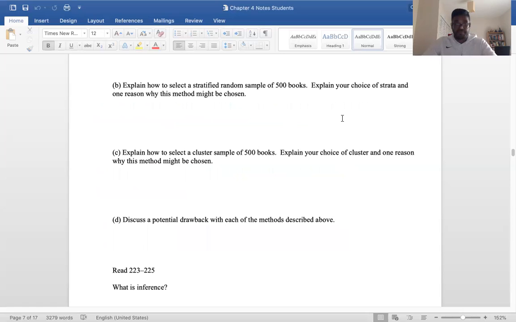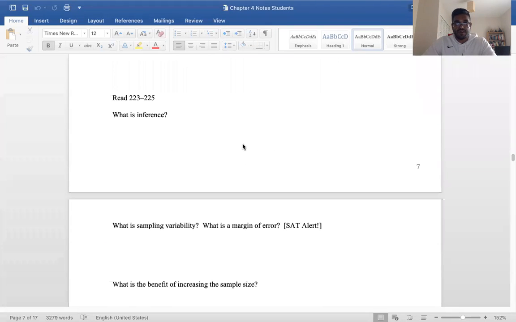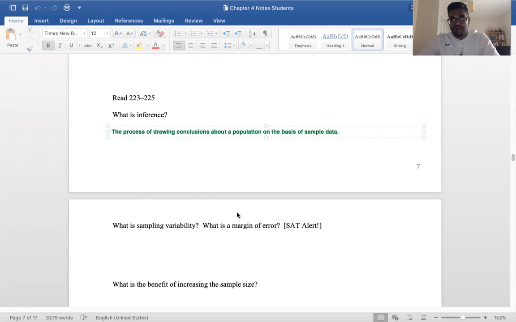Okay, what is inference? So the whole second half of this course is going to be on inference. So it's going to be a pretty important topic. So inference is the process of drawing conclusions about a population on the basis of sample data. Okay, so this is kind of like the big idea of this whole entire course: we hardly are ever going to have information on the population just because it's so difficult to obtain. So then, okay, we're going to take a sample, which is easier. What can we say from that sample about the population?